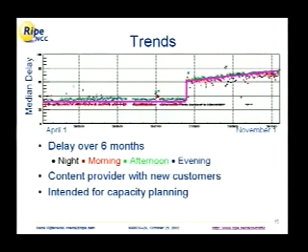So you saw this nice jump when they hooked up their new customers, and ever since then their network has been becoming slower and slower. And this is something you can use for capacity planning.